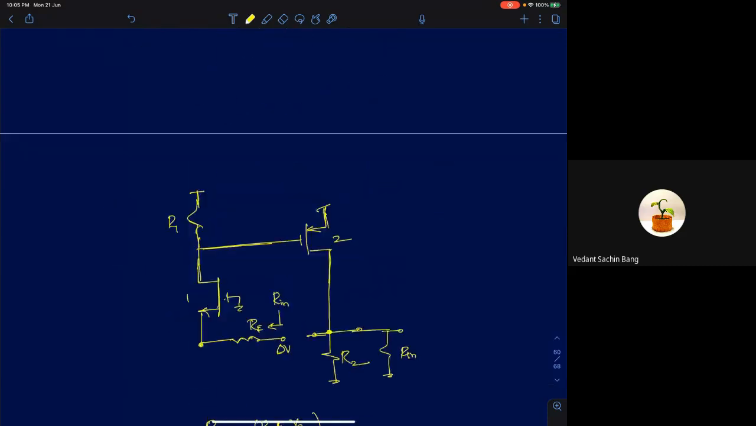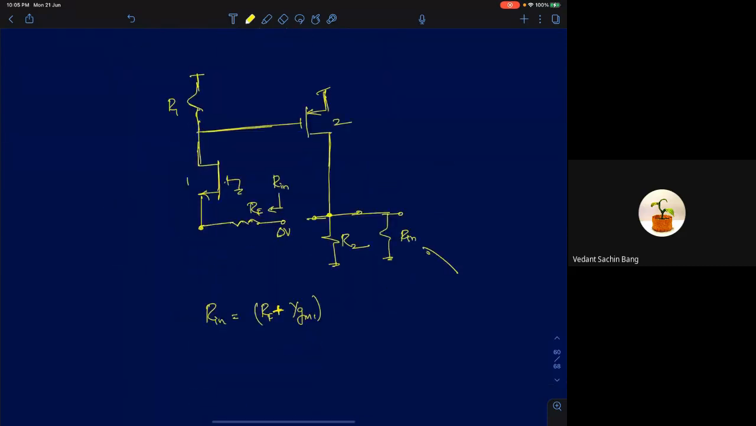So what you have to do is load this node with an impedance of Rin, where Rin is given by RF plus 1 by GM1. And then analyze the circuit. So I've applied a voltage delta V at this point. So delta V, the voltage coming at this node, the looking in impedance here is 1 by GM1. We are neglecting R0 here.